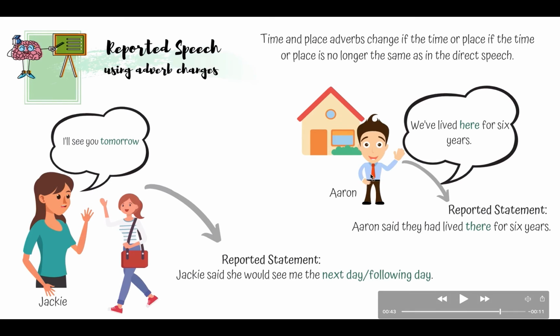Okay, this is Aaron. "We've lived here for 6 years." So he's talking and he said, we've lived here for 6 years. So he is talking about his house. He's talking about living here. Now, if you're reporting the statement, you have to change here to there. So Aaron said that he had lived there for 6 years. Okay, so it's really important that you change the adverbs.